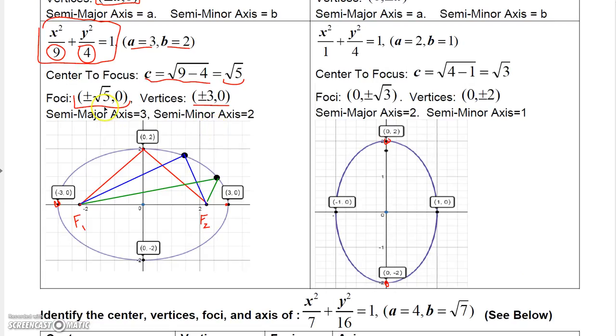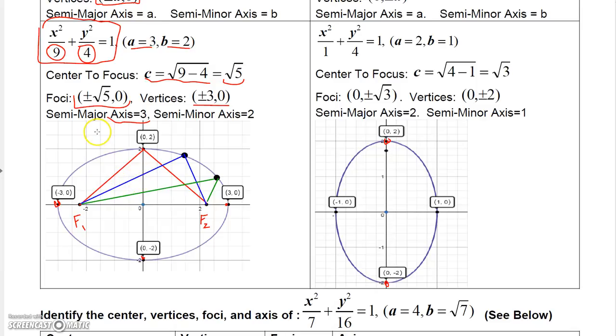So the semi-major axis is 3 units from the origin. In other words, it's 3 units to the right, 3 units to the left. So it's this line here. And the semi-minor axis is 2 units from the origin, and that's just because b is 2. So if you go up 2 units from the origin and go down 2 units from the origin, then you get these points 0, 2 and 0, -2.